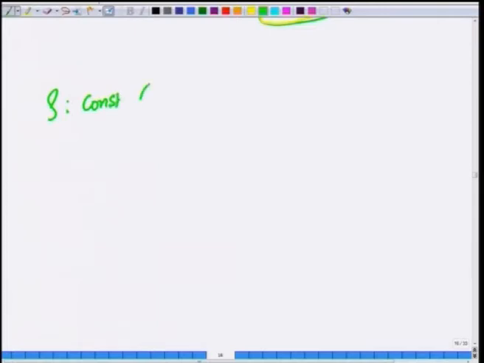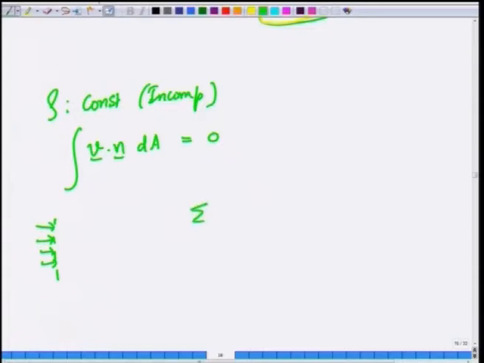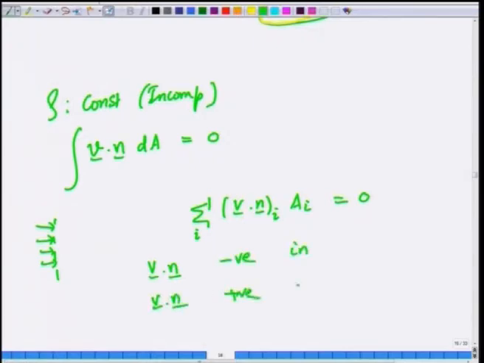And for an incompressible fluid, rho is constant. So, the mass conservation equation simply becomes integral of v dot n dA is 0. That is the simplest form of the mass conservation equation. If you assume uniform velocity at the various inlets and outlets, then you will get the summation of v dot n times A_i, where i is the ith inlet or outlet, and notice that v dot n is negative for inlets and positive for outlets. And this is the simplest form of conservation of mass.